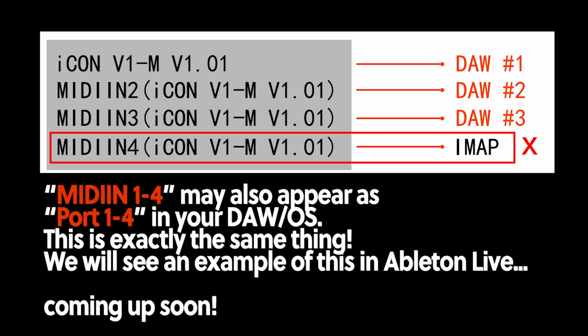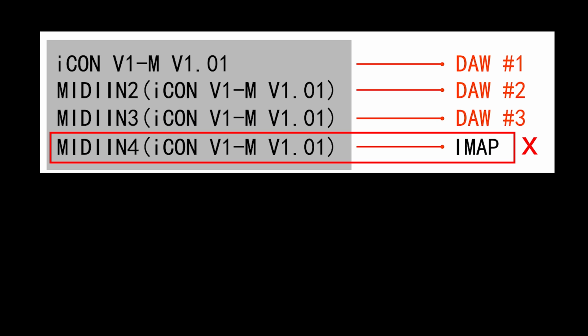MIDI in 2 is for DAW button 2, which we've set to Ableton Live. MIDI in 3 is for whichever DAW you've chosen for DAW button 3. MIDI in 4 should never be selected within your DAW because that's what the iMap uses to communicate with the devices. As Cubase is our DAW number 1, let's look at that first.